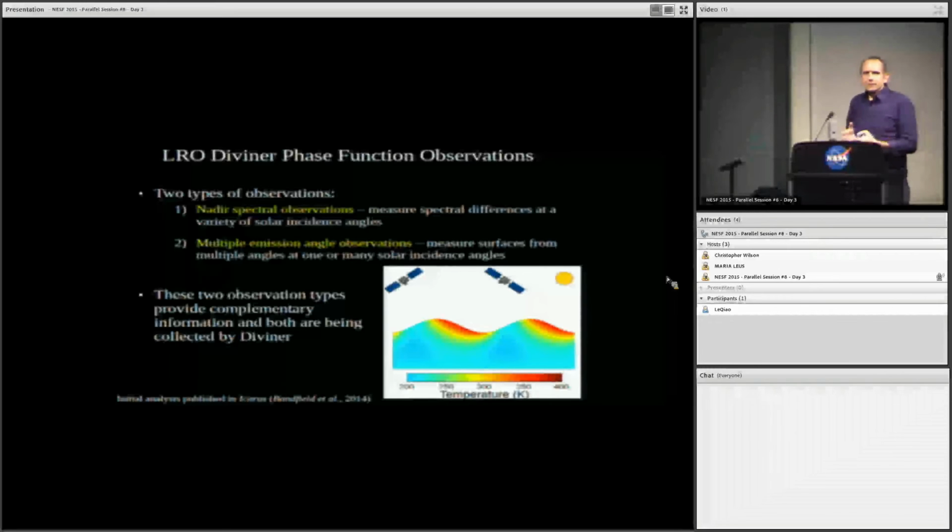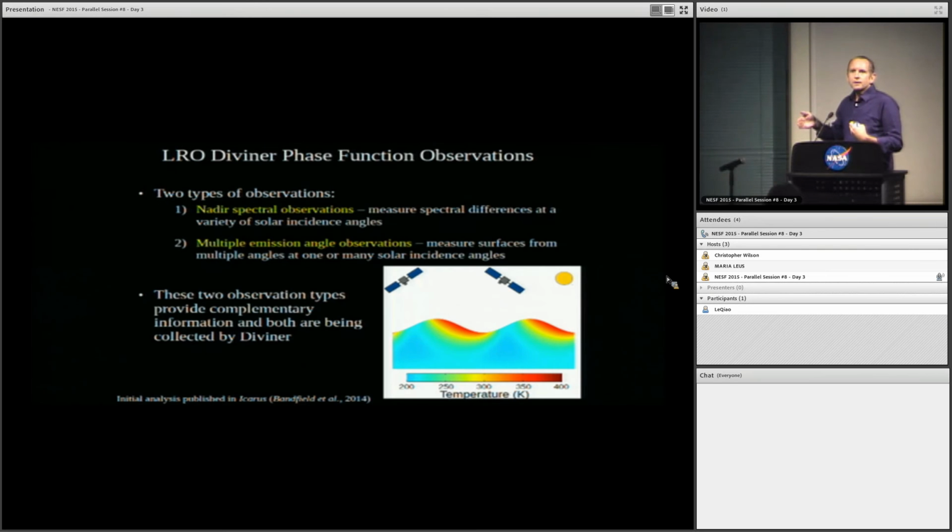Okay, so what I've been talking about mostly up to this point are the nadir observations, where we look at the different spectral bands, and we can look at the difference between the spectral bands to get a sense of surface roughness. However, we can also take these multiple emission angle observations. We can take advantage of our pointing capability, so we can measure surfaces from multiple angles at one or many solar incidence angles. I'm showing this little cartoon here. If you're pointing off in this direction, you'll see preferentially shaded surfaces, and if we're pointed off in this direction in this cartoon, we'll see preferentially sunlit surfaces. So the apparent temperature, the amount of radiance that you measure, will change for a given surface as you pass over it and look at it from different angles.